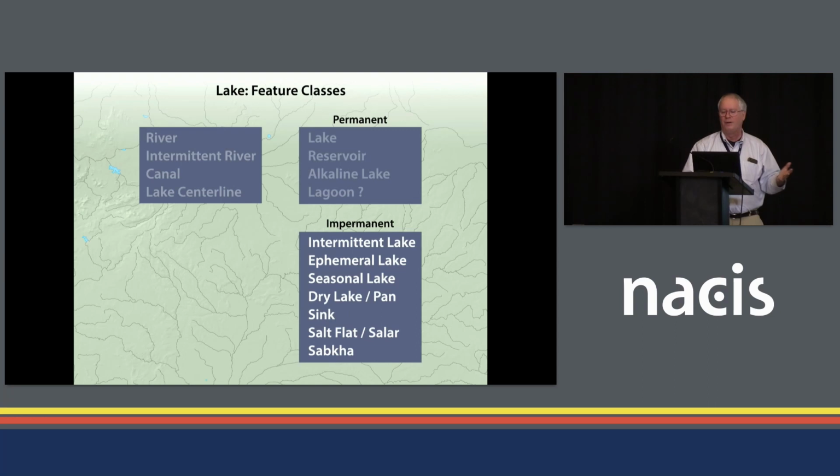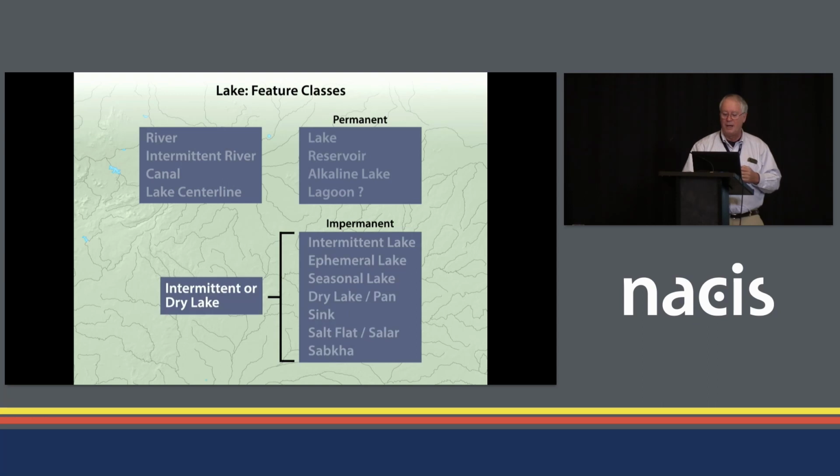Some are filled up most of the time. Some of them aren't. Some of them only have an inch or two of water after a very, very heavy rain. How do you map these? How do you classify these things? And at this point in time, I'm just thinking about lumping them all together as intermittent or dry lakes and just leaving it at that, at least for now.